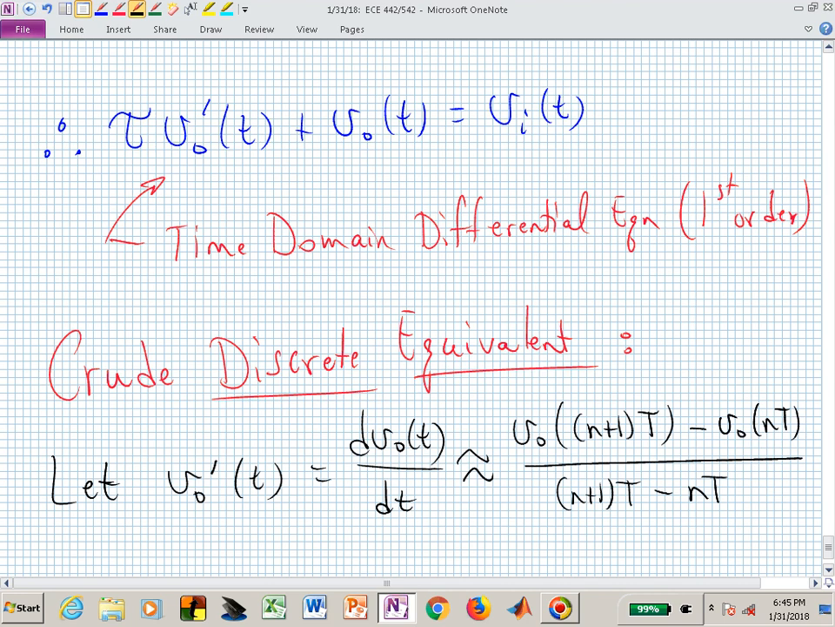low pass filter, and now you can code that up and you have a low pass filter that you can play with all weekend. I'll see you on Monday.